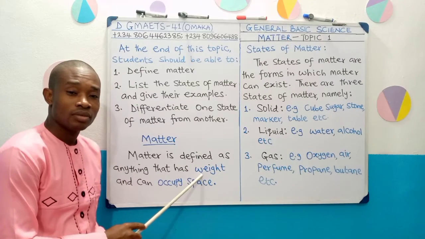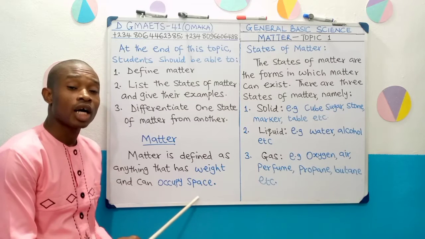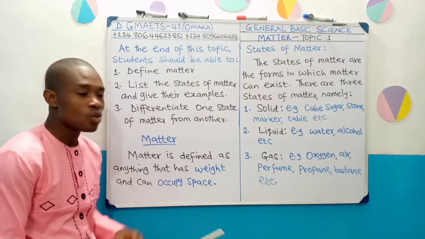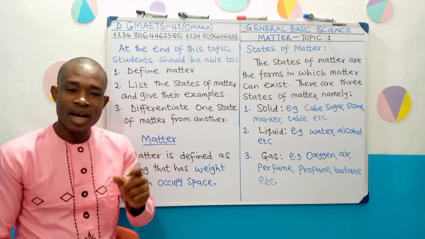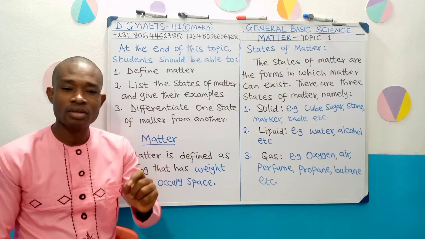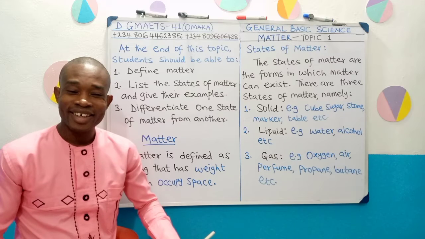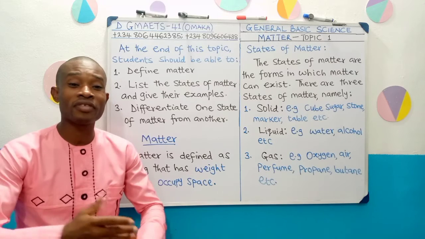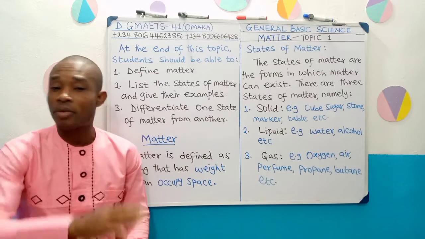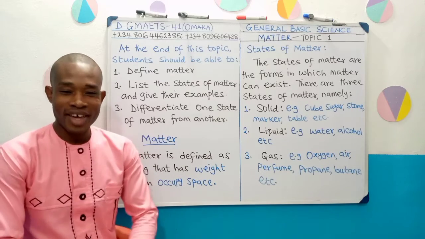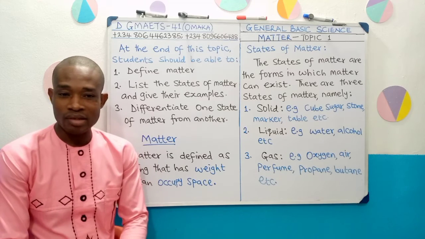Matter must have weight. Matter must occupy space. So once we have anything that has weight and can occupy a given space, we refer to that as matter. Interestingly, almost everything around us has weight and can occupy space. So all around us we have matter. Is that okay? Good. Now we've known what matter is.